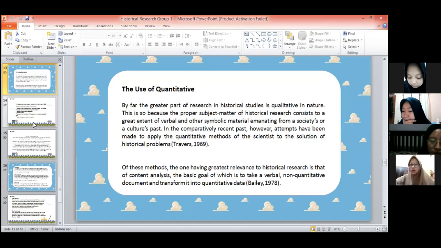Of this method, the one having greatest relevance to historical research is that of content analysis, the basic goal of which is to take a verbal, non-quantitative document and transform it into quantitative data. Content analysis itself has been defined as a multi-purpose research method developed specifically for investigating a broad spectrum of problems in which the content of communication serves as a basis of inference from word counts to categorization. Travers 1969. Next slide.